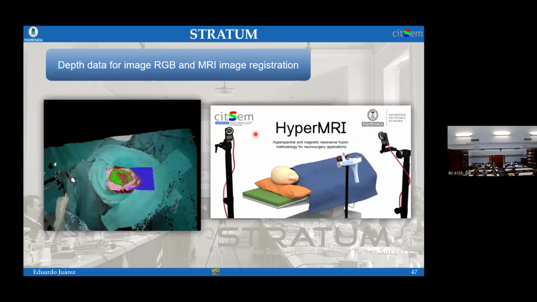And we will see later in the demo the preliminary results we have got registering the classification maps on top of the RGB videos we get, and how we are achieving the result of registering this hyperspectral classification on top of magnetic resonance that was obtained before the operation.